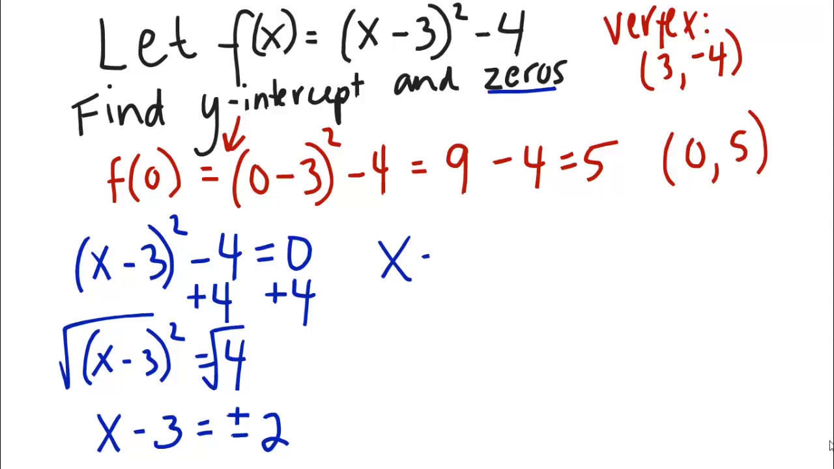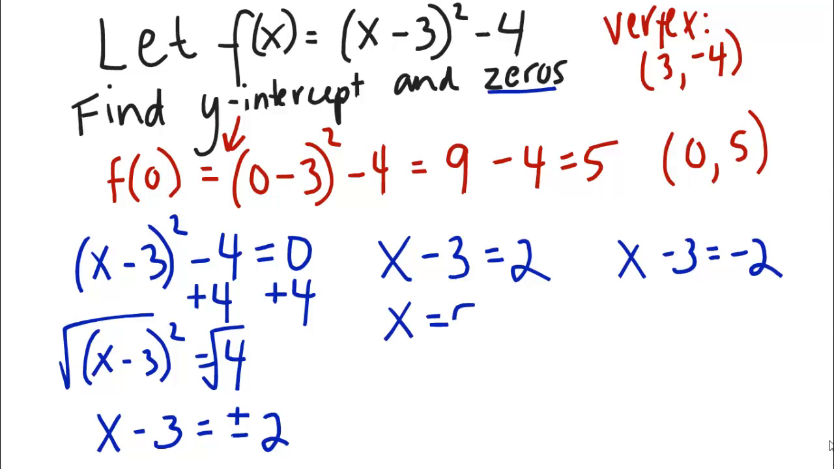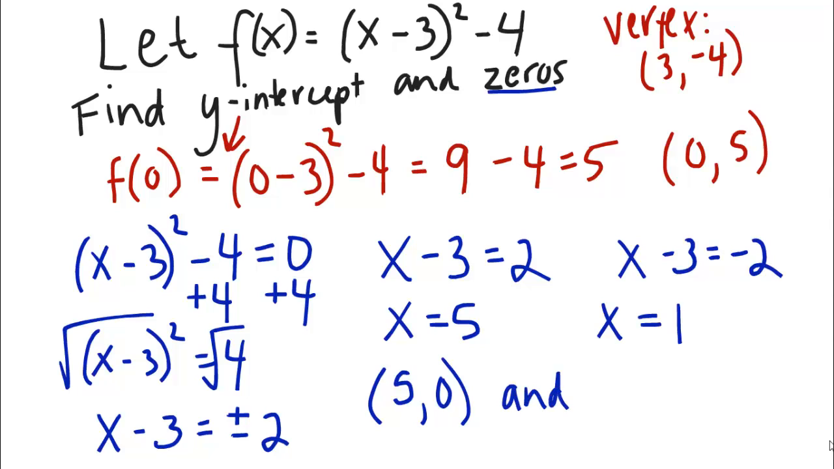We now have 2 equations to solve because of that annoying square root business that we had to do. x minus 3 equals 2 or x minus 3 equals -2. One of the equations gives us x equals 5. The other equation gives us x equals 1 when we solve. So our two zeros were (5, 0) and (1, 0). When we set our function equal to 0, we got 2 x values.